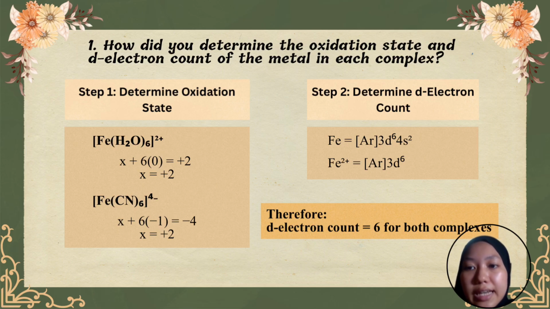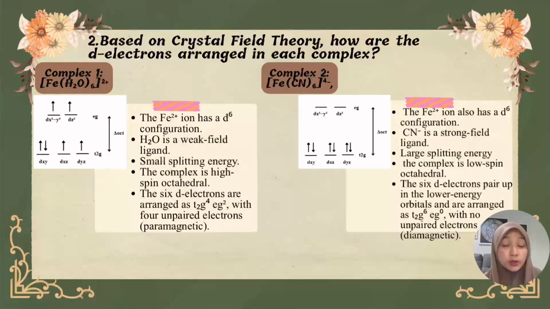Neutral iron has the electronic configuration of 3d6 4s2. Forming Fe2+, we remove the 2 4s2 electrons, giving 3d6. Therefore, both complexes contain Fe2+ and have a d6 electronic configuration. Now we go to question number 2.